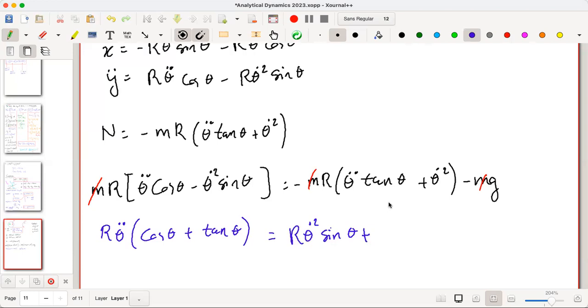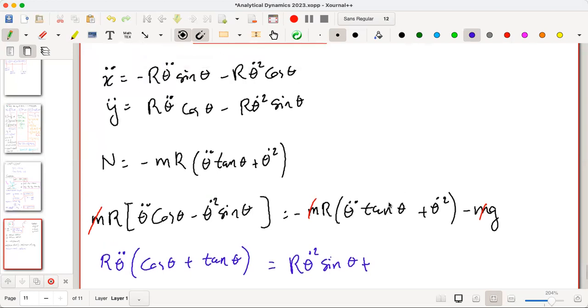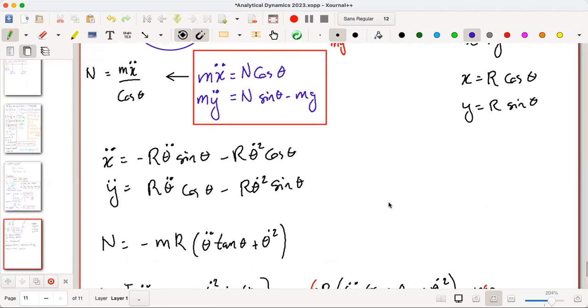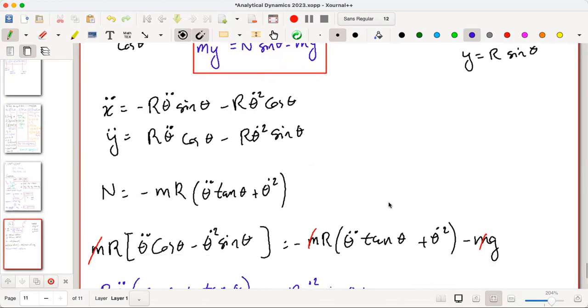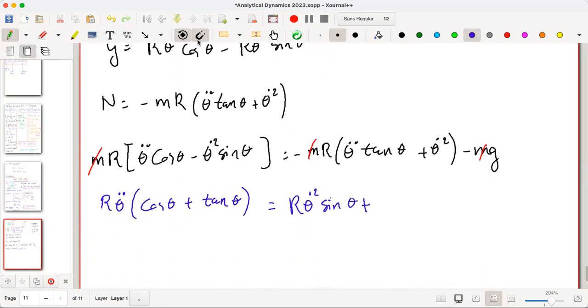Oh, no. What did I do wrong? What did I do wrong here? Oh, sorry, I forgot. I should multiply this with sine theta. Okay. So this is just tangent theta times sine theta. Okay, let me just write down like this. This is n times sine theta minus mg.